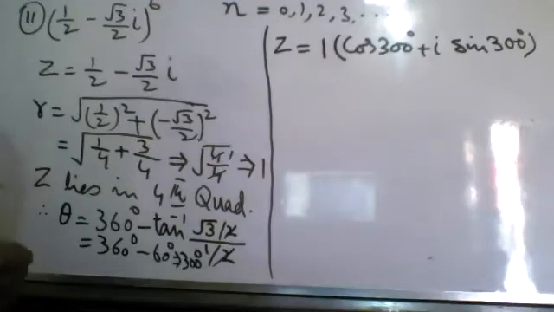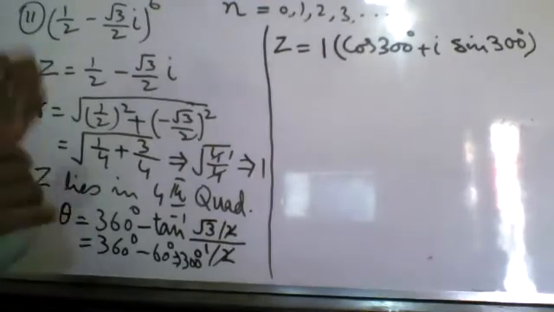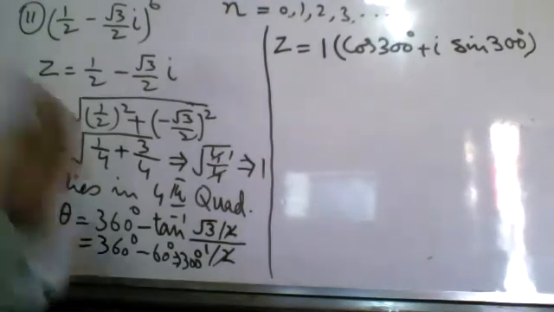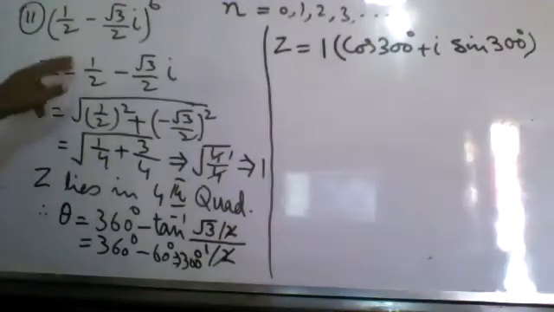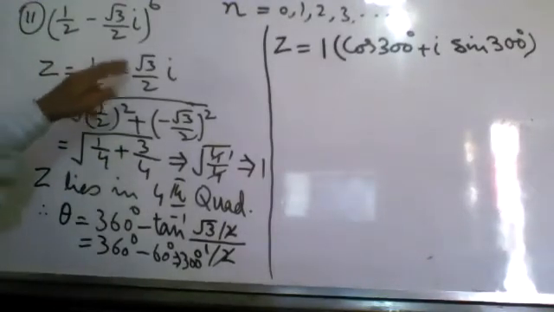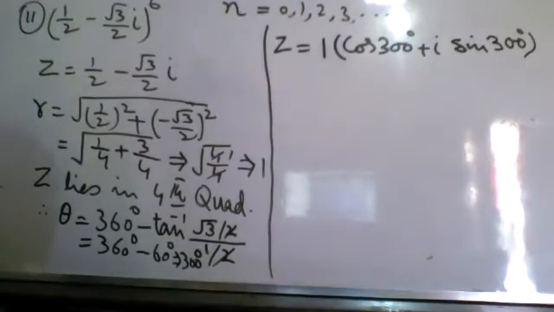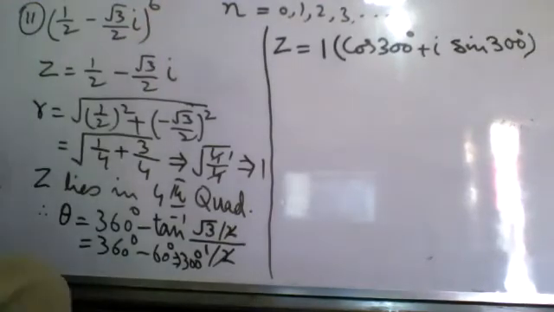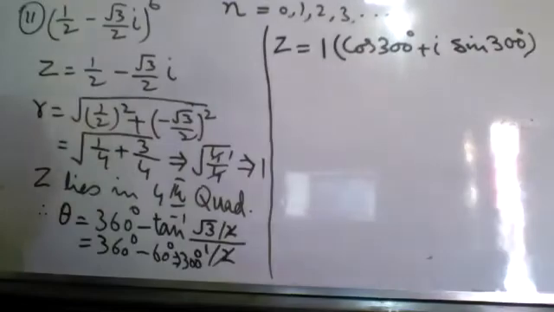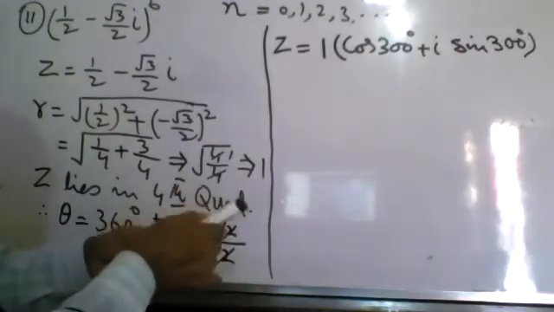Z is equal to 1 into cos 300 plus i sin 300. So this is the polar form of Z is equal to 1/2 minus √3/2 i. Now we'll find power 6. We will find power 6 of the complex number. We will apply De Moivre's theorem.